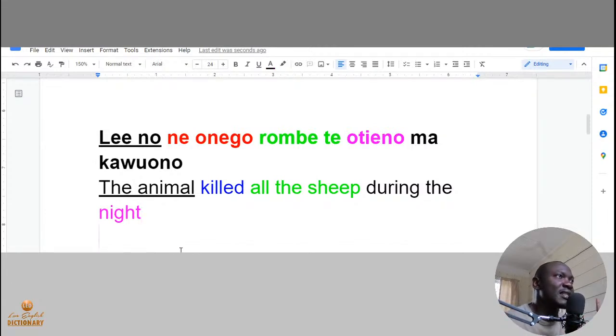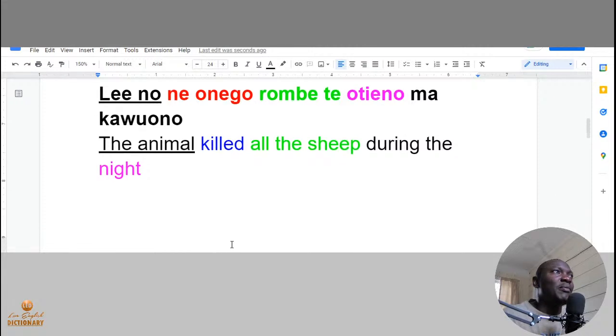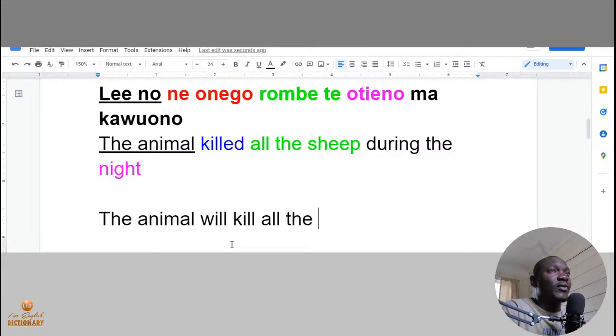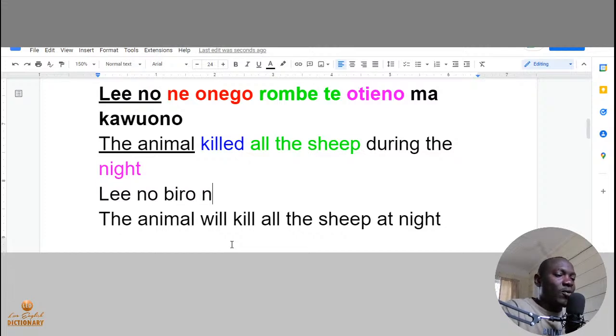Now let me do a sentence that has, what was it? Will kill. Will kill, okay? The will kill will be, the animal will kill all the sheep at night. So this one you would say, leno biro nego rombe te gotieno.